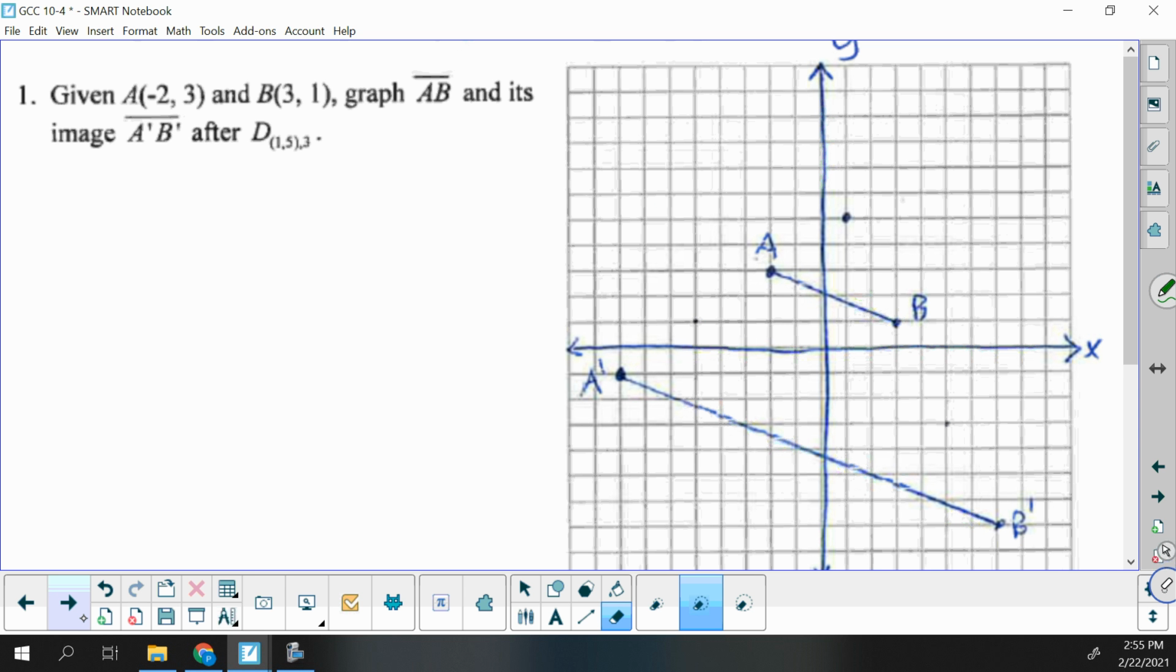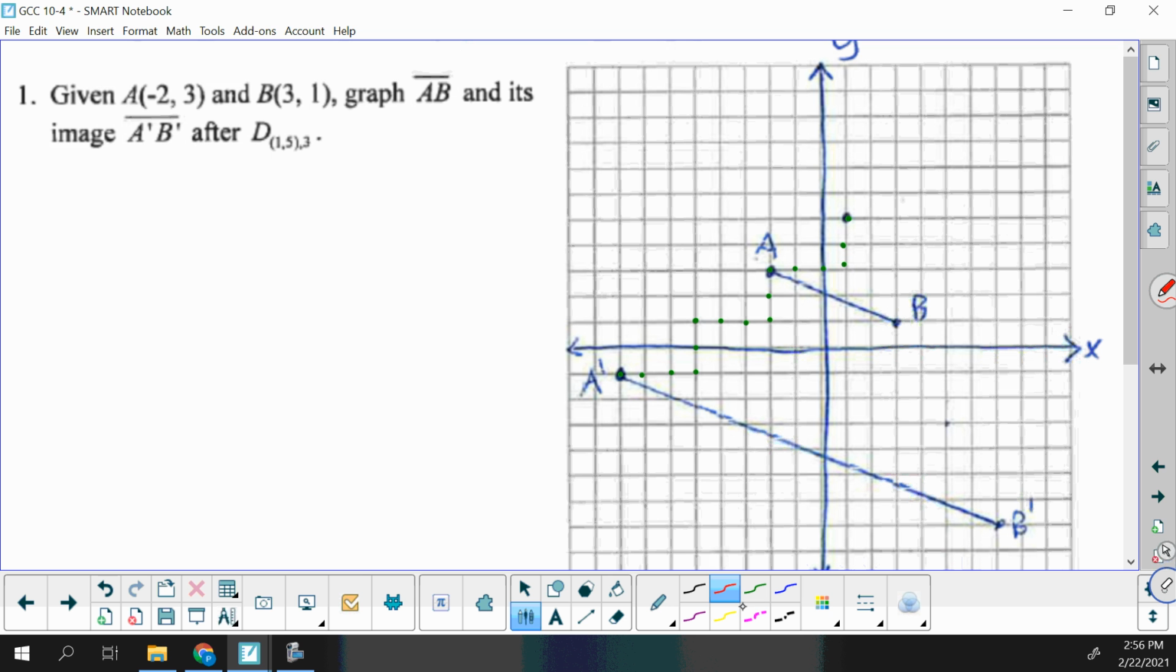Moving over to the homework, we had points A and B. We're going to dilate with a scale factor of 3 from the point (1, 5). So from (1, 5), to get to A, we went down 2 and left 3. Well, we want to multiply those by 3, or in other words, do that 3 times. So down 2, left 3, down 2, left 3 again, down 2, left 3, and that takes us to A prime.